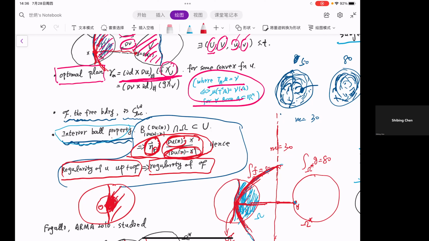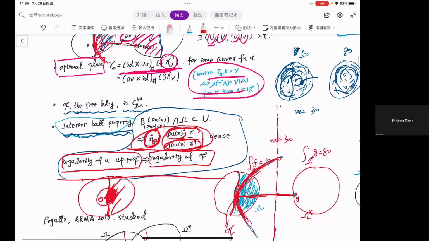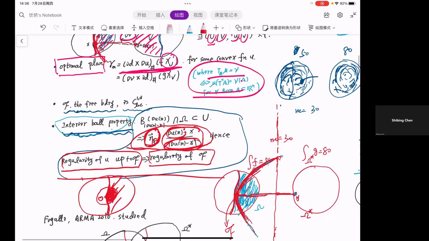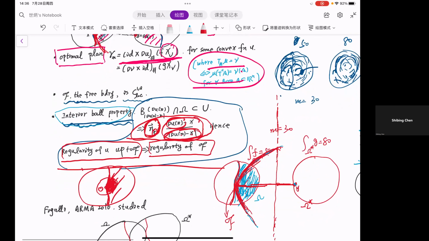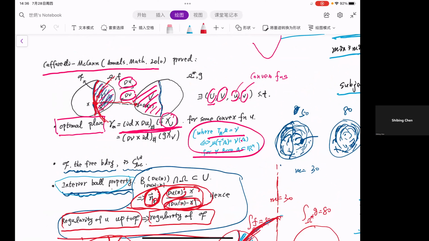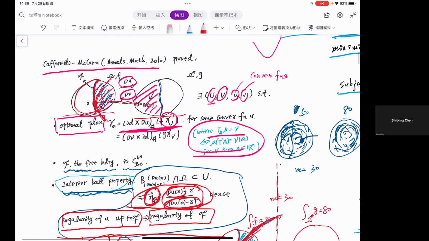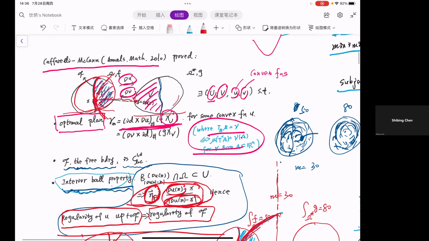So this is the strategy to study the regularity of the free boundary. Also, Caffarelli and McCann needed to impose some conditions. One condition I have already mentioned: these two domains should be separated by some hyperplane. Another condition is that both domains are strictly convex. You can think of it as the two domains being strictly convex with disjoint closures. This is enough. And also the densities f and g should be bounded from below and from above.